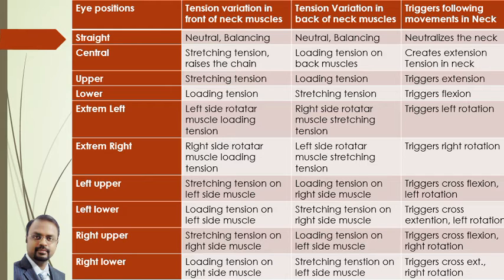Lower gaze produces loading tension in the front of the neck muscles and produces stretching type of tension in the back of the muscles of neck. That triggers the flexion in the neck.